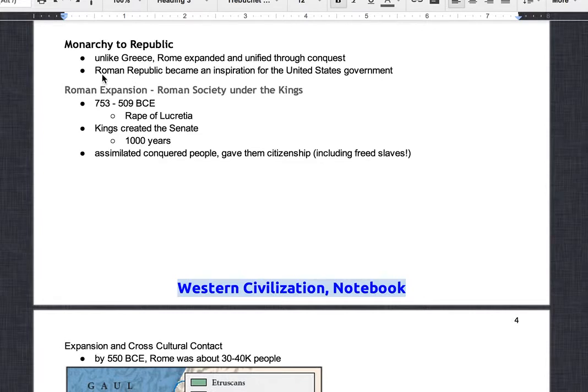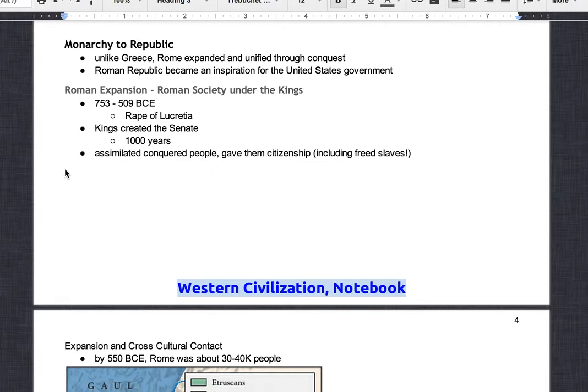We also want to keep in mind that the Roman Republic becomes an inspiration for the U.S. government. We spent some time in class and will continue to spend time in class comparing the Roman Republic with the United States Republic. But it's important to note that the U.S. government took direct inspiration from the Roman Republic. The founders of the American government, Thomas Jefferson, John Adams, George Washington, and people like that, were very familiar with Roman history and saw in the Romans an inspiration.